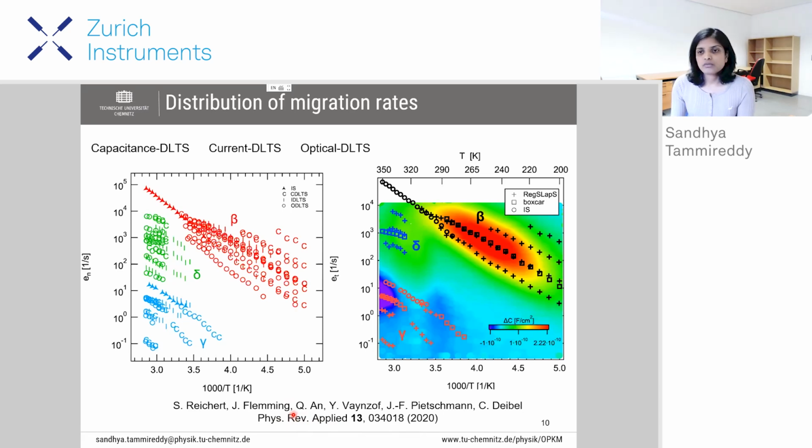What came out of it is that even though you see different modes, you can access the rates, and even if the rates are slightly different from each other, they all belong to the same defect distribution. So it is indeed possible to access the same information by using different modes of DLTS.